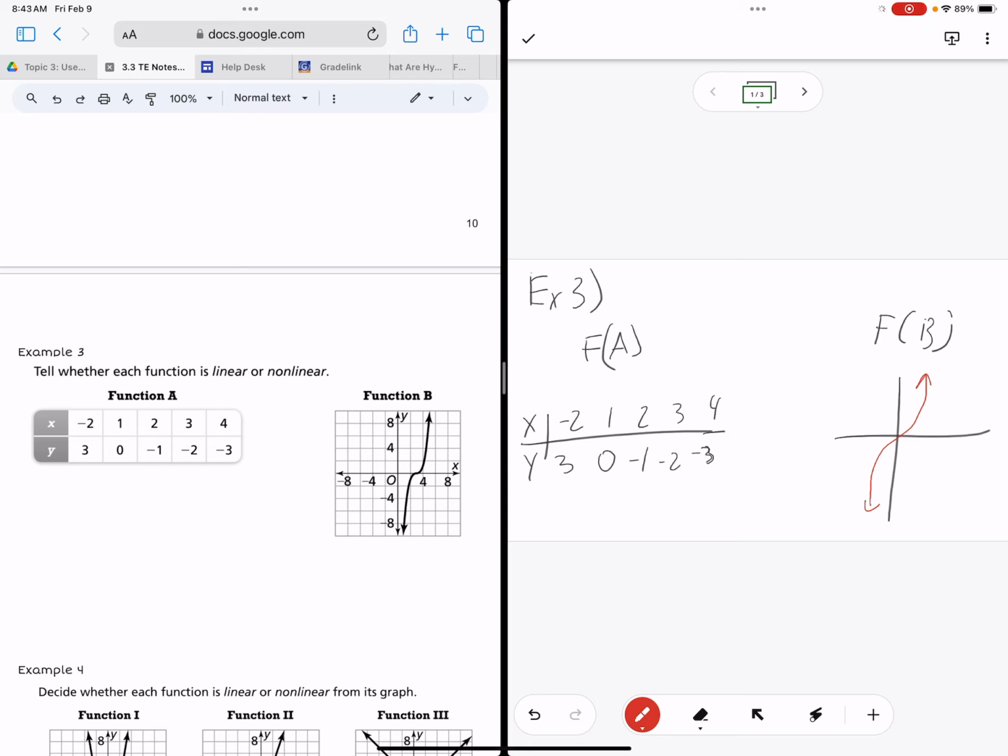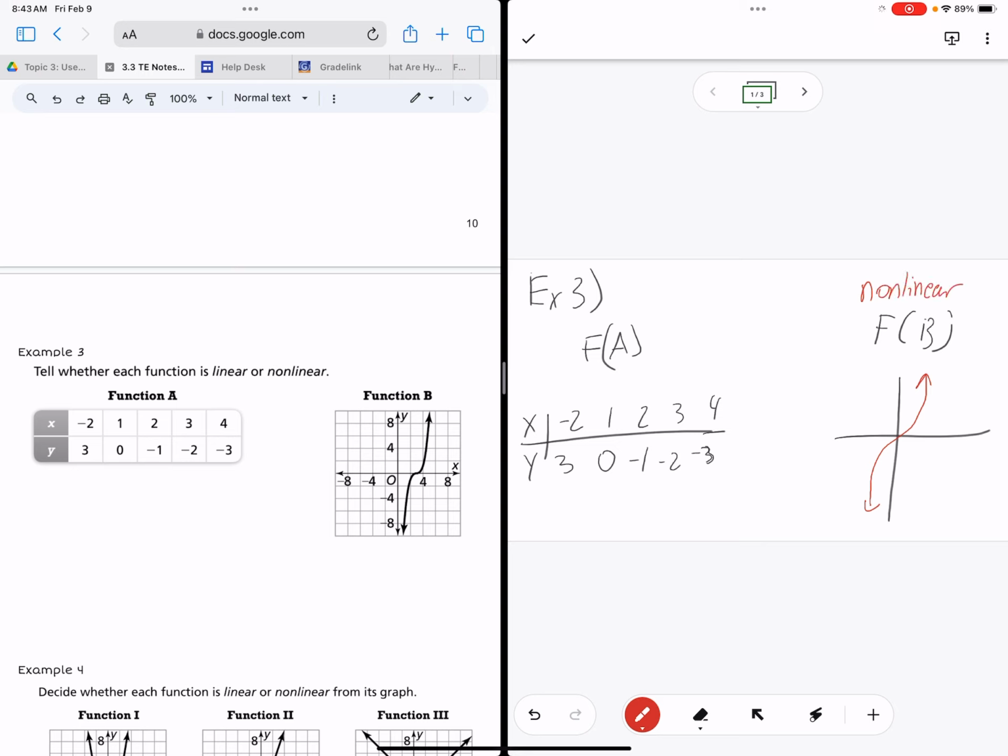Why? How is that easier? Oh, my bad, B. Why is it easier? Because you can tell it's a straight line. You can tell it's just not a straight line, right? So for function B, is it linear or nonlinear? Non-linear. Function B is nonlinear.